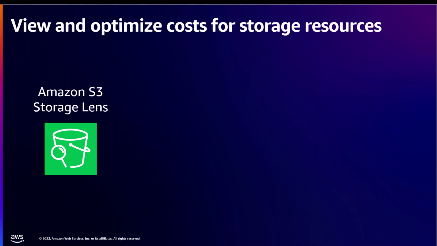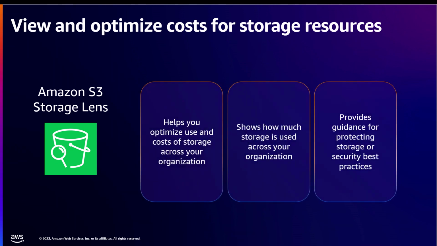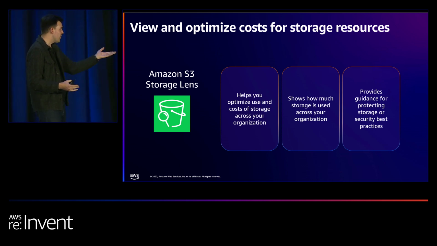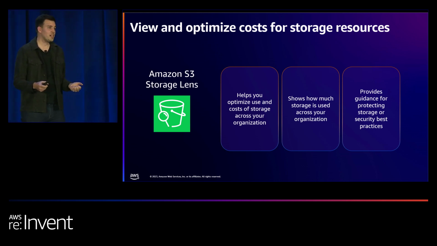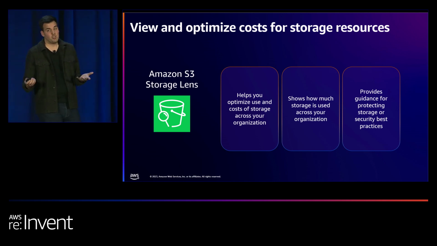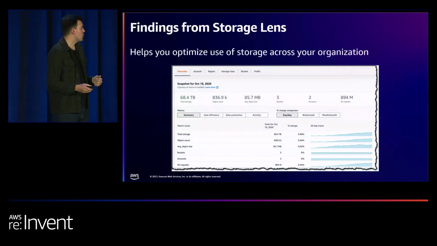S3 Storage Lens: storage might be the other high cost that you have. It has a very similar function to Compute Optimizer in that it helps you optimize the use of storage across your organization. So again, you have an organization-wide view, a multi-account view of how storage is being utilized. It can give you a sense of what you should do with that storage. It can even give you a sense of how to protect the storage as well. So not only does it give you cost optimization recommendations, it can give you security recommendations for your storage.